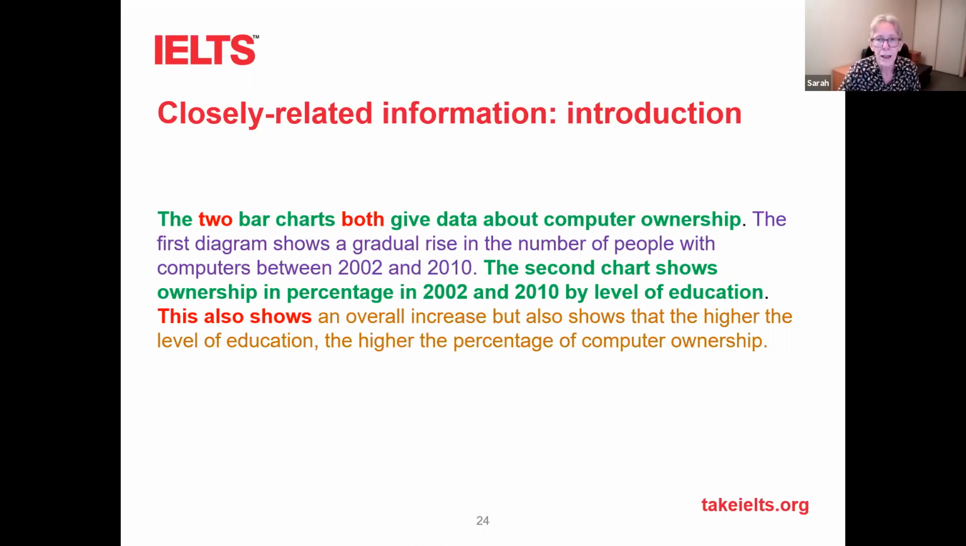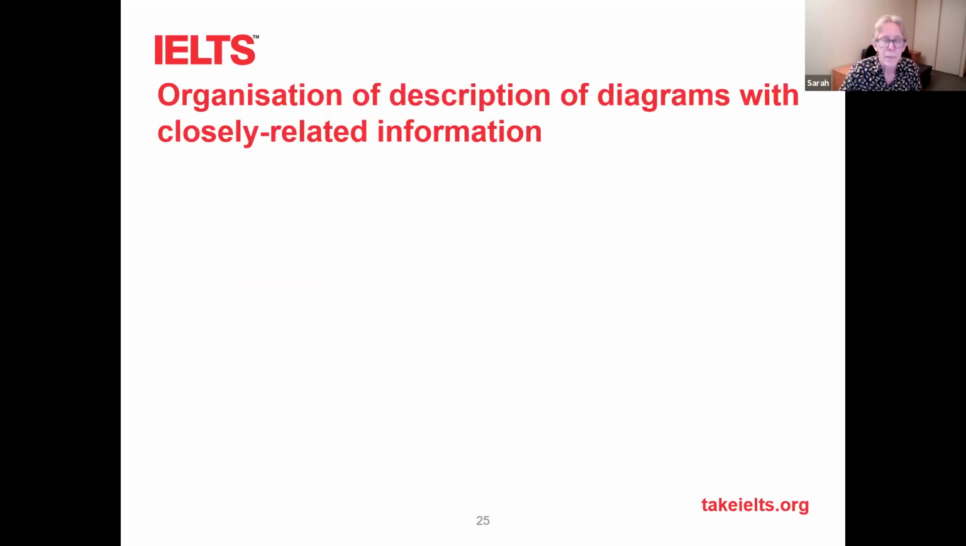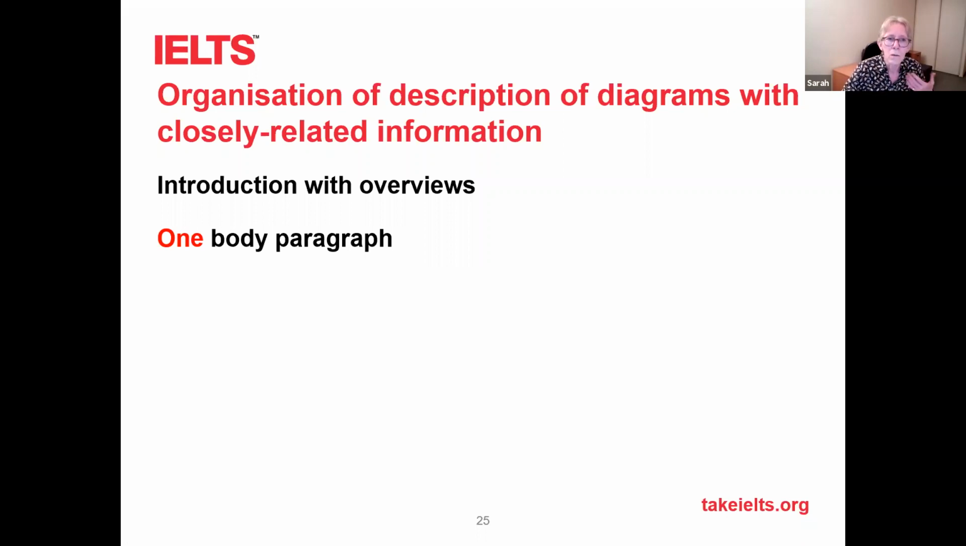Okay. So how do we organise this one? When they're closely related, the organisation is different. So let's just go through. We do the introduction and we put in the overviews as normal. And this time we can write one body paragraph. We're not separating these two diagrams because they're closely related, and therefore we have to closely relate the information in our actual writing.